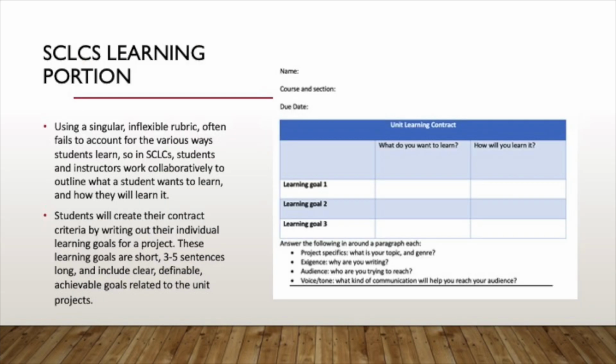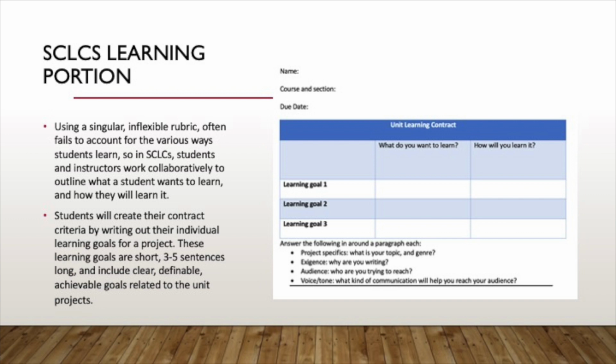In addition to labor goals, students also earn credit by reaching learning goals. Focus on learning is necessary as students come into our classes with diverse experiences, expectations, and needs in terms of learning. Using a singular and flexible rubric often fails to account for the various ways students learn. So in student-centric learning contracts, students and instructors work collaboratively to outline what a student wants to learn and how they will learn it. Students will create their contract criteria by writing out their individual learning goals for a project.